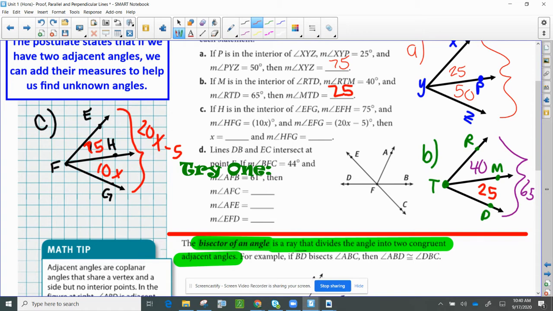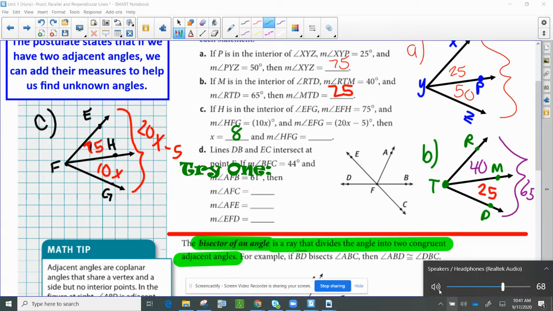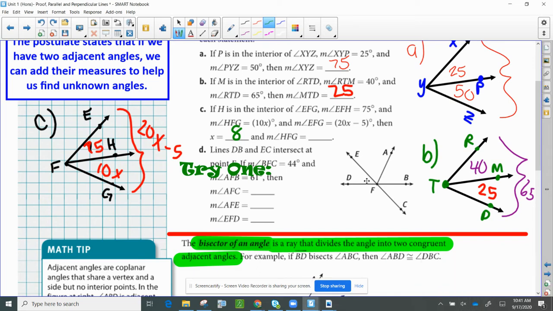So set up an equation here. What would x equal? If you did everything right, you should get that x equals 8. And now we're going to find the measure of angle HFG. If you did that correctly, that would just be 10x. So 10 times 8 is 80 degrees.